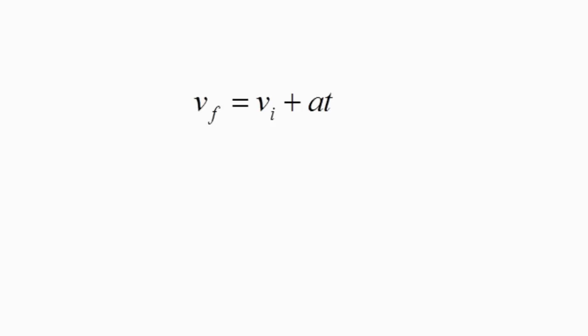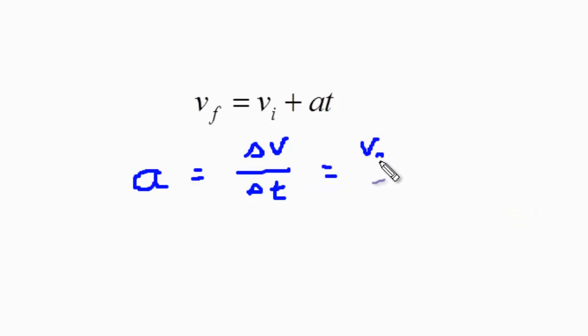VF equals VI plus AT. The only thing is you looked at it in a slightly different format. In the physics classroom, it looked like this: A equals the change in velocity over the change in time. But we know change in velocity is simply V2 minus V1 over T2 minus T1.